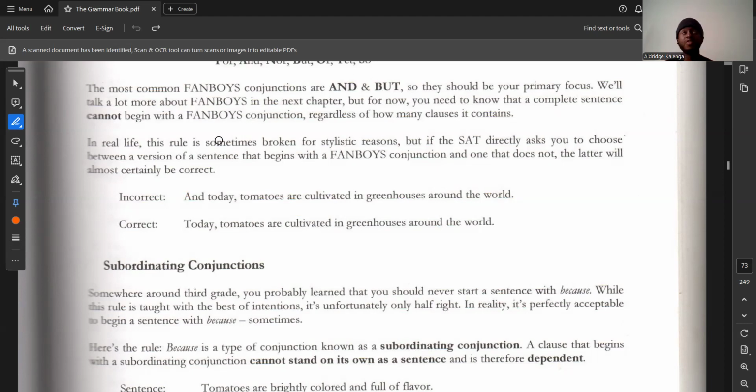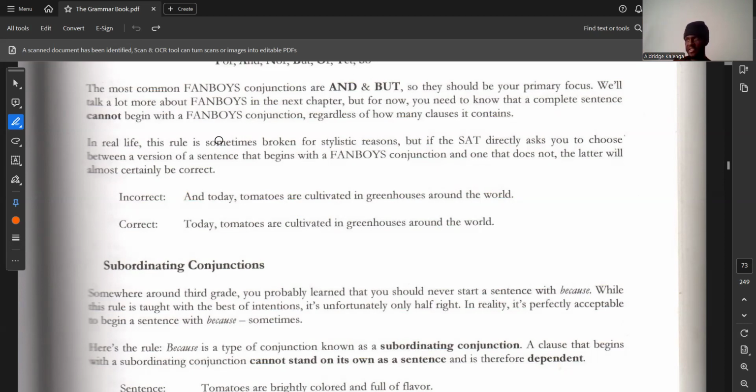So essentially, one good rule is if you're looking at the SAT and you see a sentence where one of the options begins with a FANBOYS conjunction, you can forget about it, right? The previous question I asked you guys, where you got it correct, even before reading the whole question, I could easily see what the answer was. I could tell because I was like, oh, comma splice. Look at the answers.